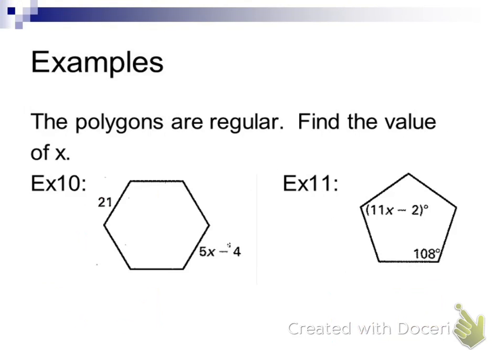Alright, here come the last 2. We're going to solve some equations. The definition of regular is something that you definitely need to know here. What does it mean to be regular? Can someone remind me? Yeah, it's equilateral, so all the sides are the same. It's also equiangular, so all the angles are the same.